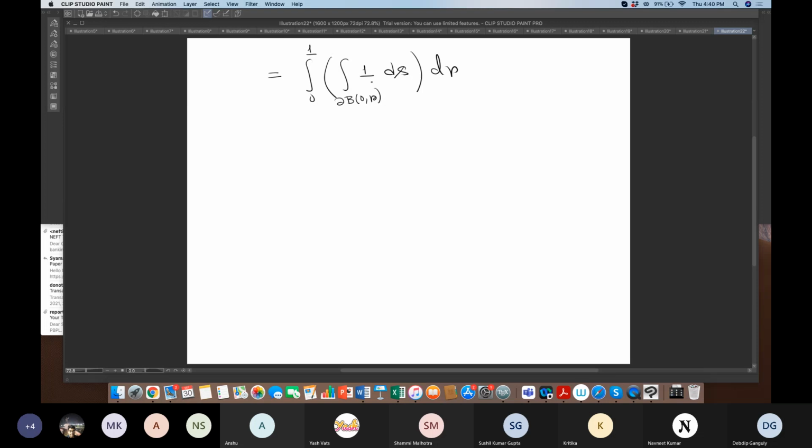Yes or no? Because the characteristic function of the characteristic of B(0,1) is 1. So you are in ds, 0 to r, r is from 0. So it is some point inside the B(0,1). So it is 1. Okay. So now what will happen? Now just see.